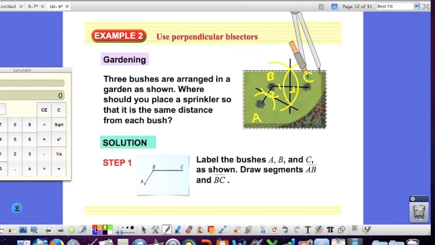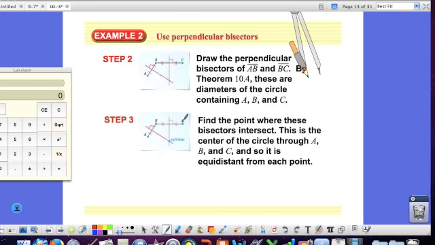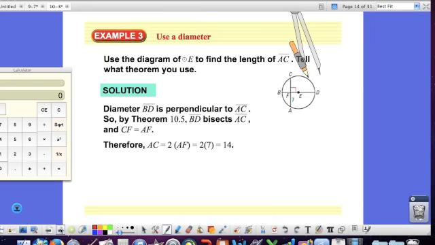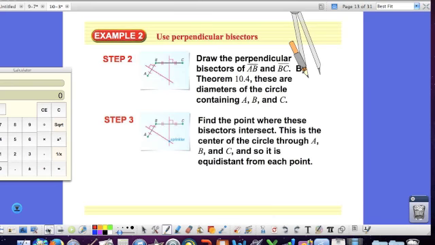I'm going to change my color here. This is congruent to this. This is congruent to this. This is a new point. I'm going to call it D, where they meet. And they show that here. Okay. And so now, this point is going to be equidistant.